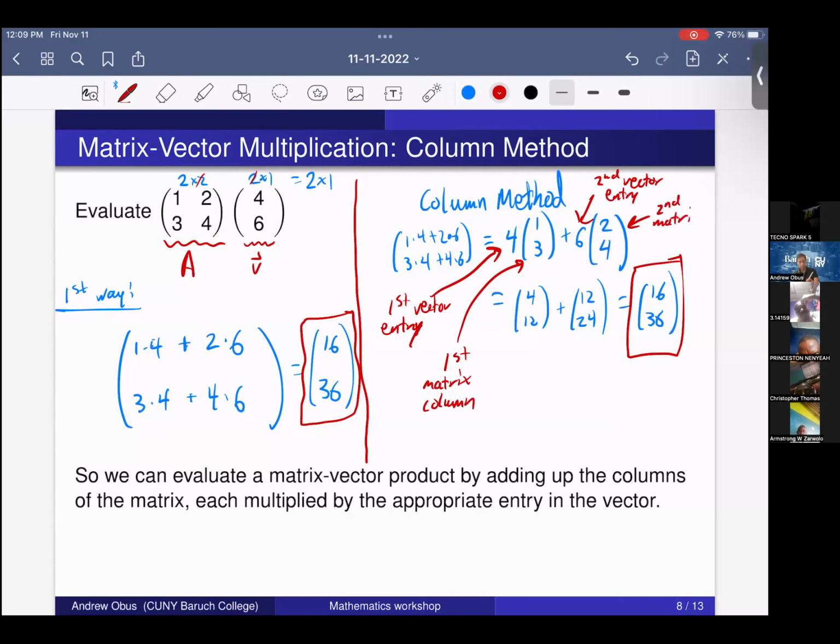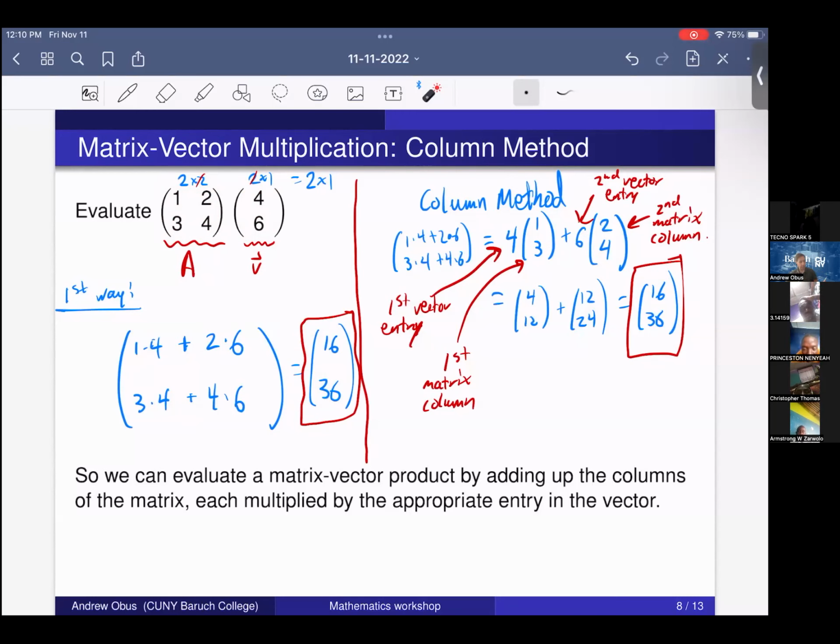So what we see is, if you want to multiply a matrix by a vector, you can do it in the standard way and you get the right answer. But you can also do it by taking each entry in the vector and multiplying it by the corresponding column. So I can take 4 times the vector (1, 3), and then 6 times the vector (2, 4), and add them together. And if you do this, you're going to get the same answer. You're going to get (16, 36).